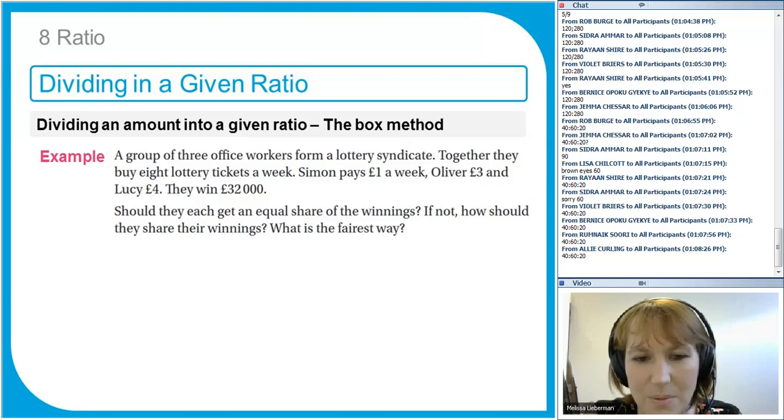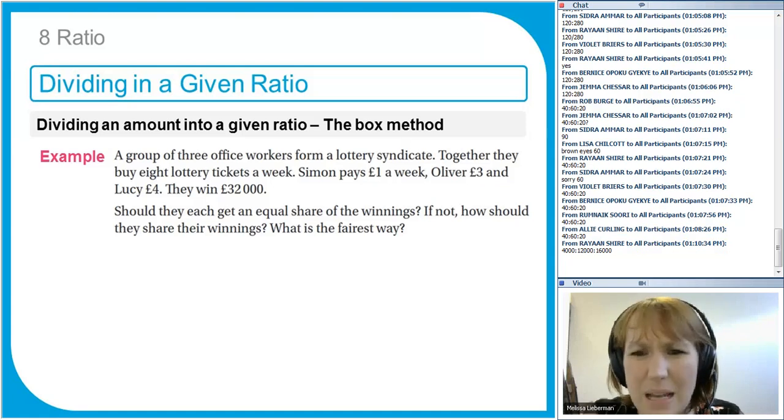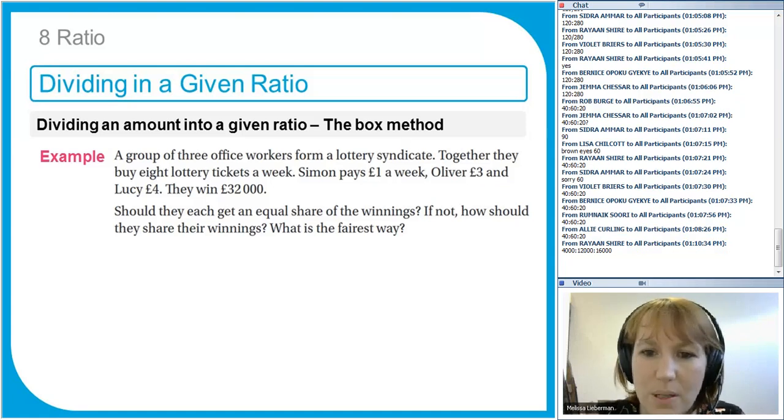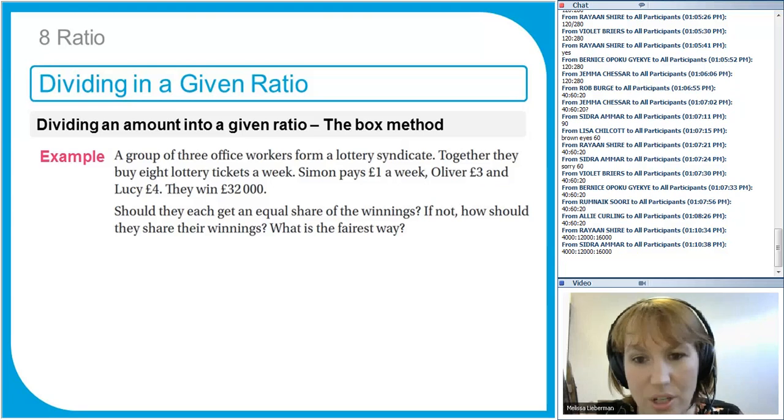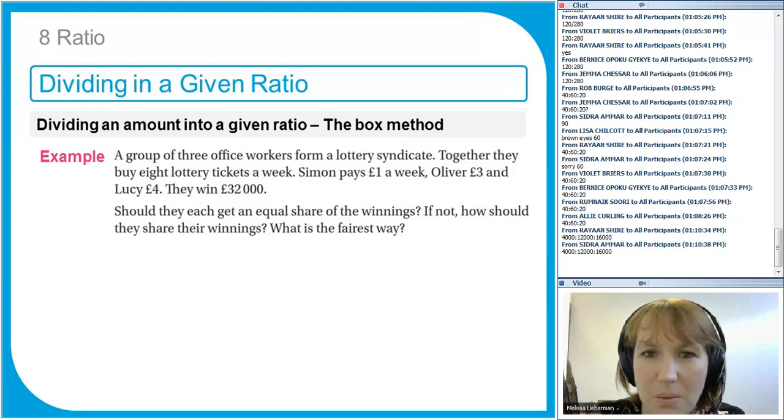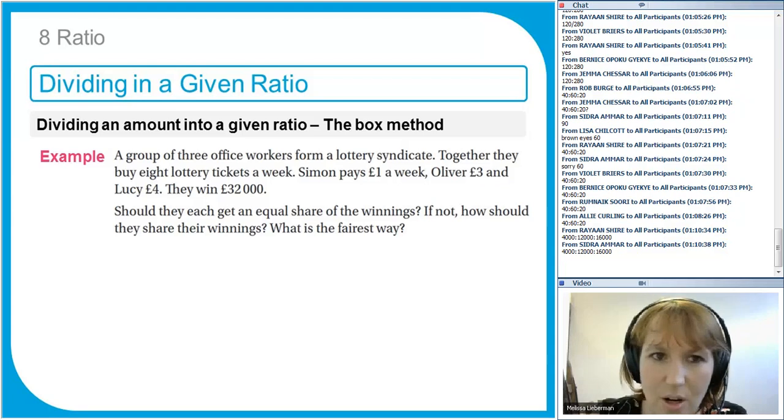So one way of thinking of dividing this up, there's different ways. For example, you could just say 4 plus 3 plus 1 is 8. So Simon should get 1/8. Oliver should get 3/8, and Lucy should get 4/8. But some people aren't very good with fractions, and they'd rather do a diagram. So you could also do it like this.